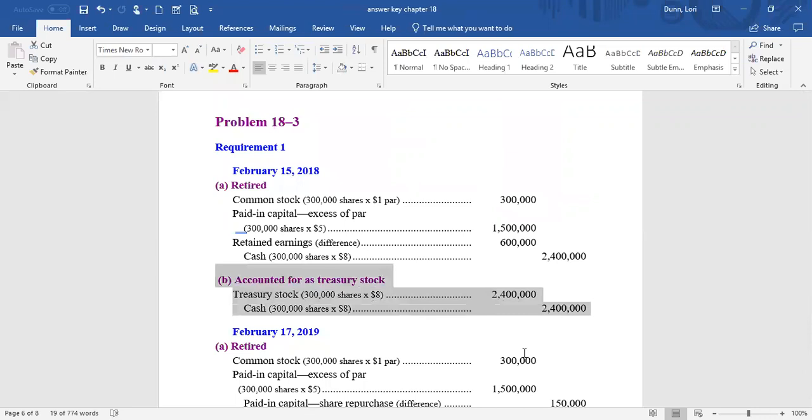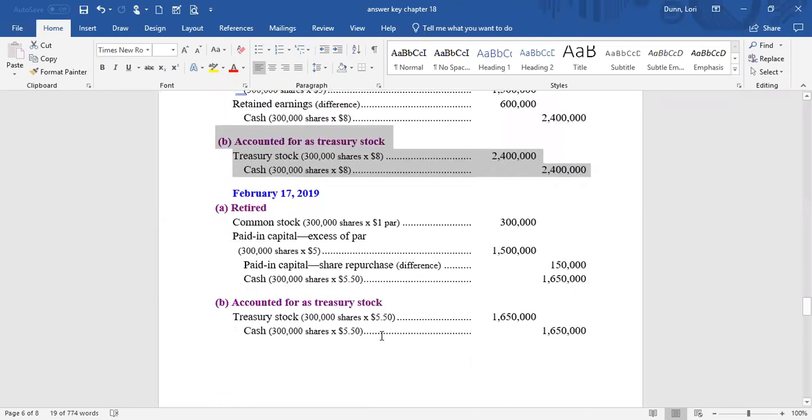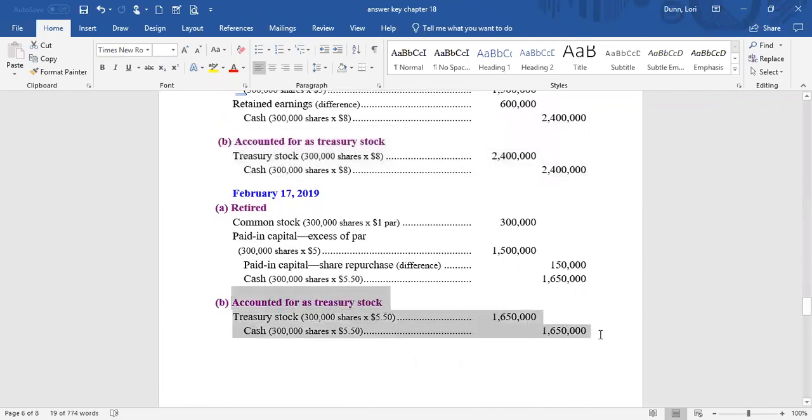So we debit treasury stock $2,400,000 and credit cash. Par value, none of that comes into play here. It's just how much cash should we pay to rebuy those common stock, $2.4 million. We do the same journal entry on February 17th if we're accounting for this as rebuying it and not retiring it. Debit that contra equity account treasury stock for 300,000 shares times $5.50 a share, credit cash.